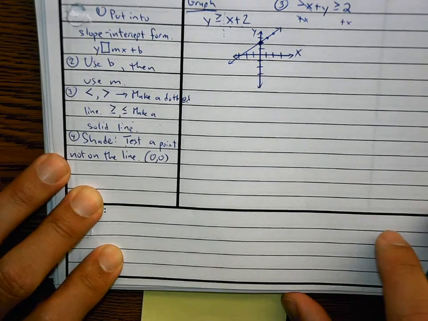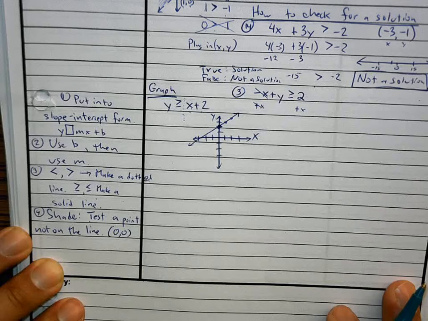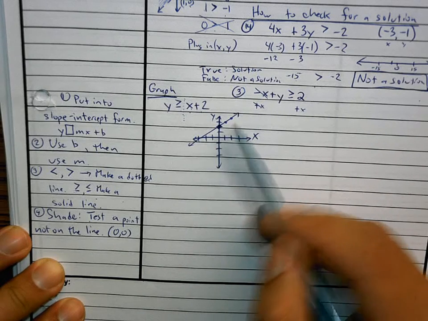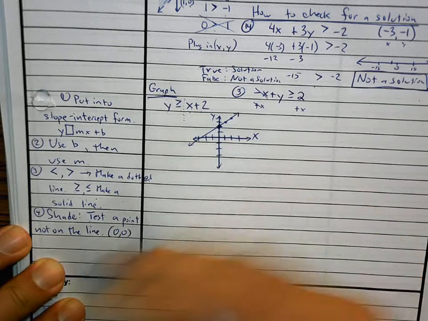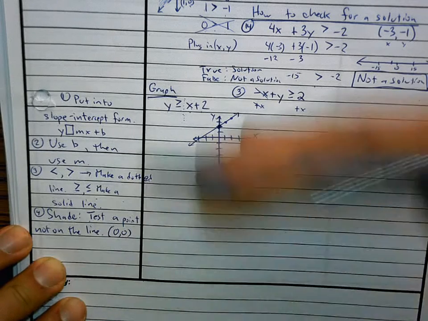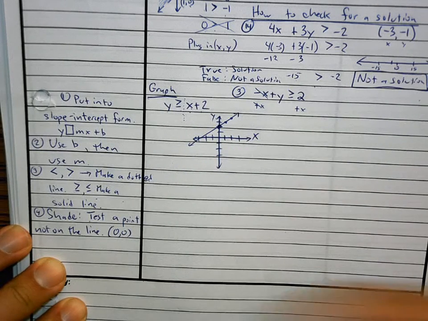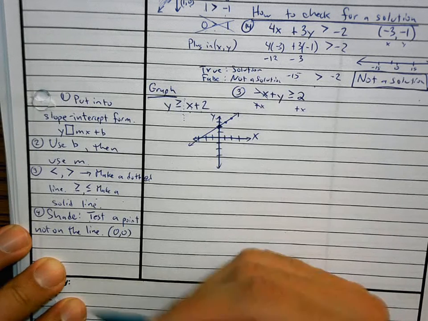So here's what I'm saying. Either you're going to shade below this line or you're going to shade above this line. All the solutions are either on one side of the line or the other. There is no gray area. You're either in or you're out. You're a solution or you're not a solution. You're either shaded or you're not shaded. It's black and white.